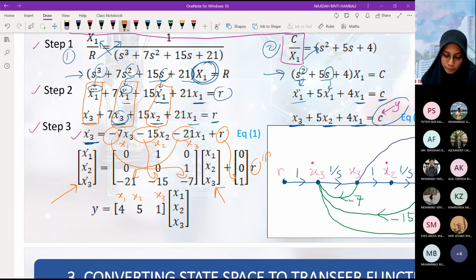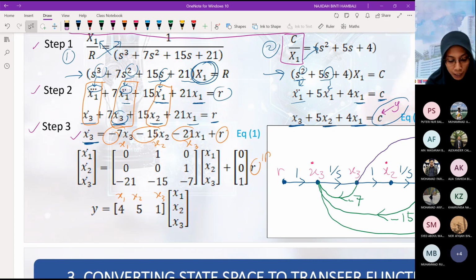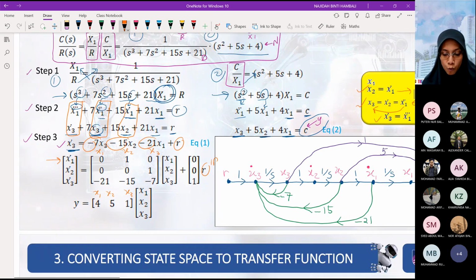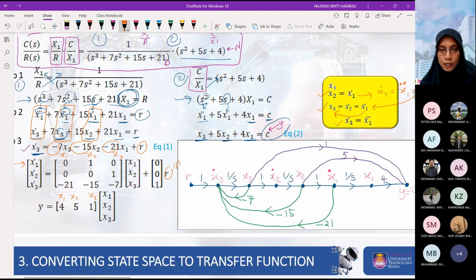The next one, we check for the first and second row. For the first and second row, you can check any equation that represents x1 dot. So we have one equation for x1 dot in the yellow box, our set of state variables. x1 dot is equal to x2 only. There's no relationship with x1, that's why 0. There's no relationship with x3, 0. There's no relationship with input, 0.